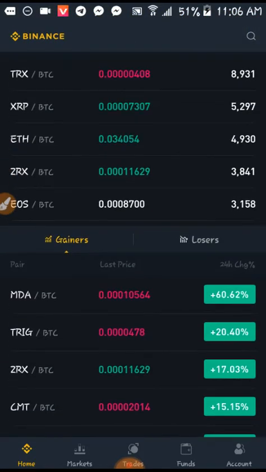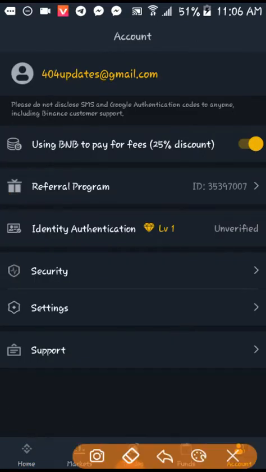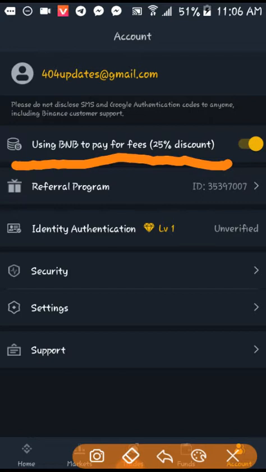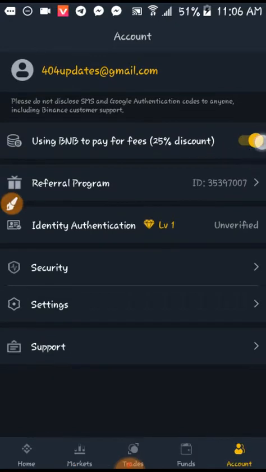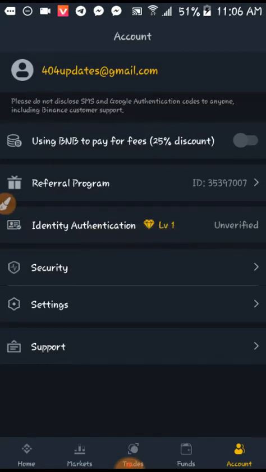The first advice I want to give you is this. This is a mobile version. I'm actually using my phone presently. Look at the bottom right, you see something like account, you click on it. Look here where I'm going to underline. It reads, using BNB to pay for fees, in brackets, 25% discount. If you look here, it is checked. So I can turn it off. Yes, it shows success that I've turned it off, and then I can turn it on.